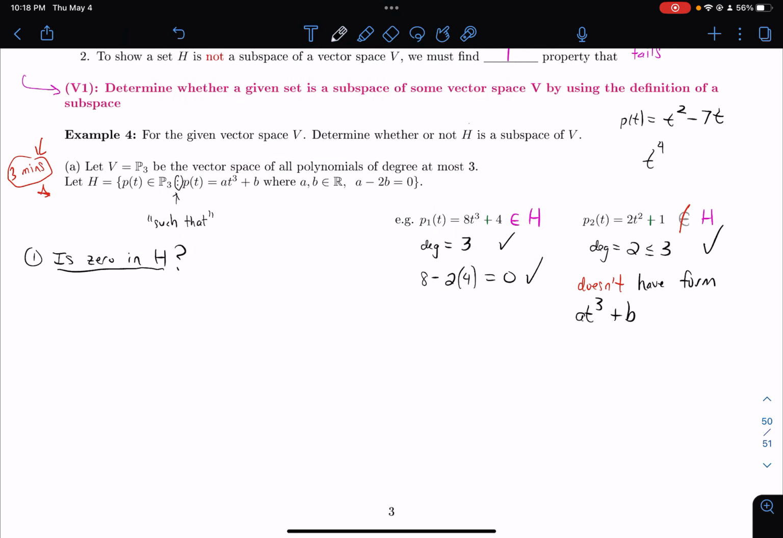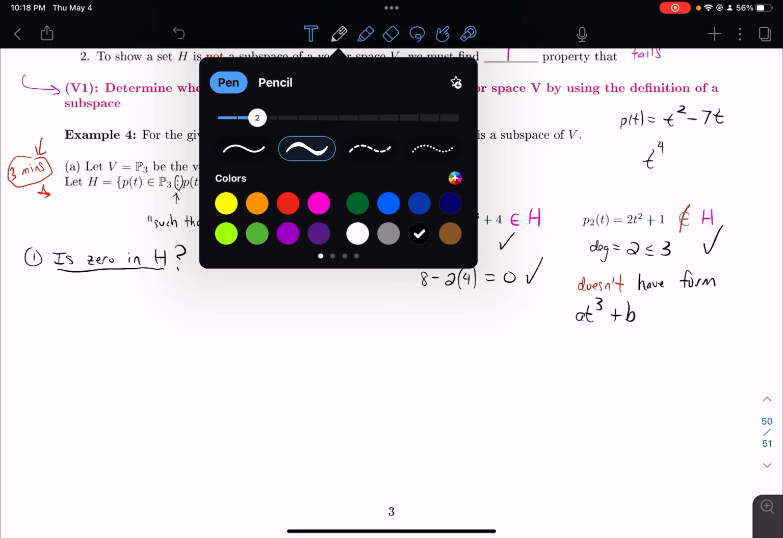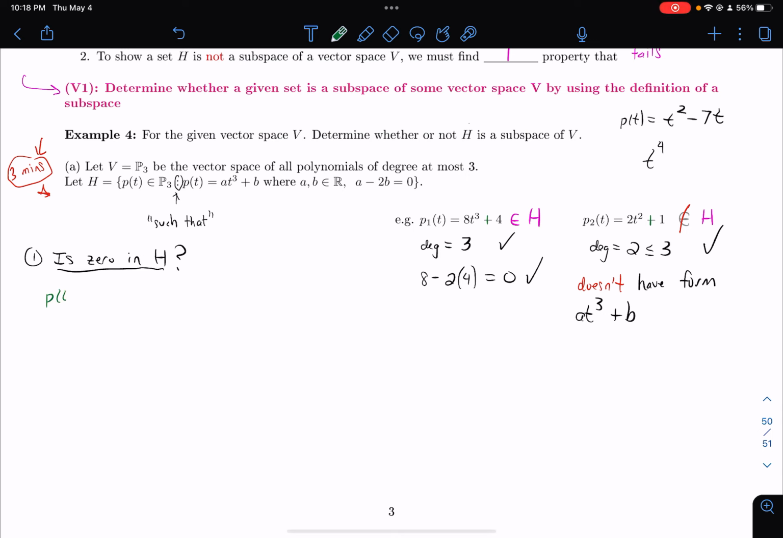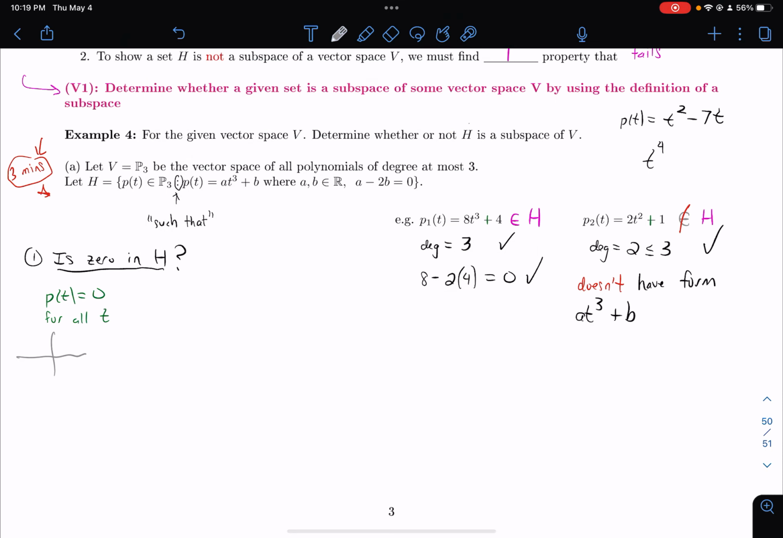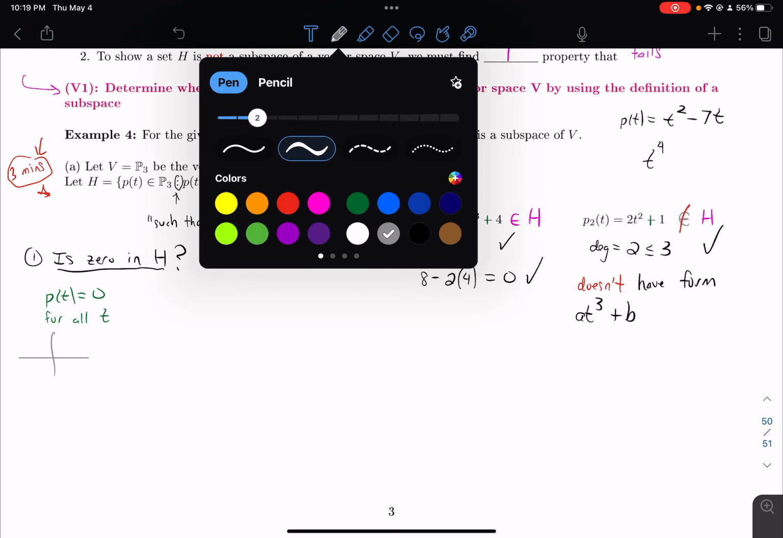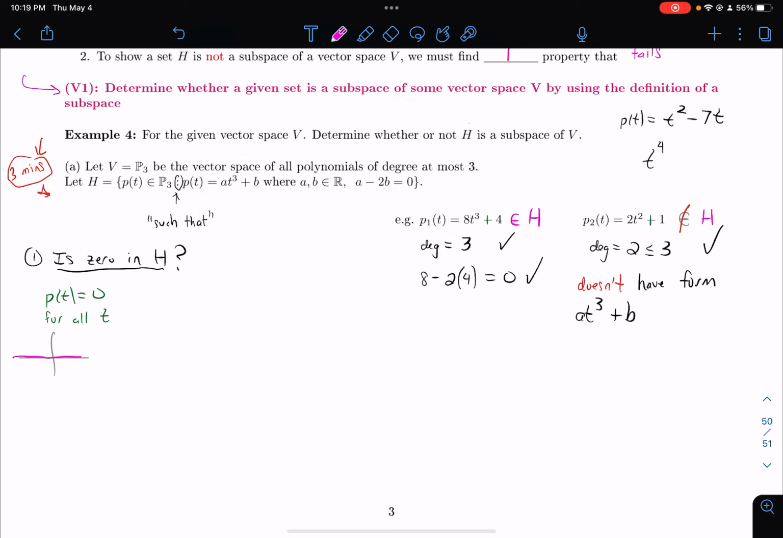So by 0 here, because we're talking about polynomials, we mean the 0 polynomial, which is p of t equals 0 for all t. That is the 0 polynomial. The graph of that polynomial is the graph of y equals 0. That would just be a horizontal line on the x-axis. So is that in H?